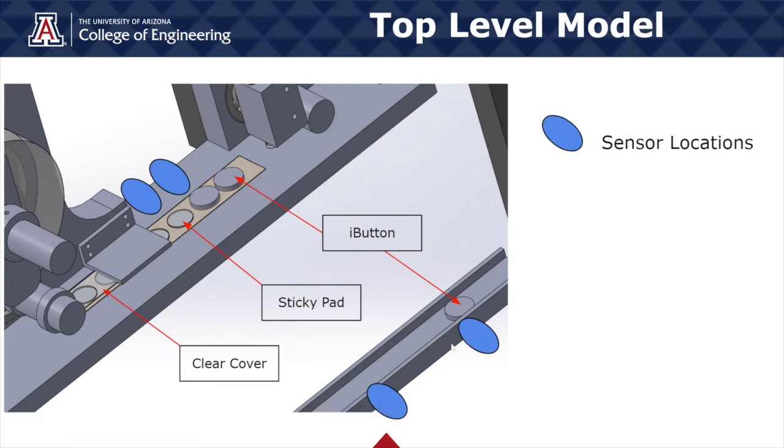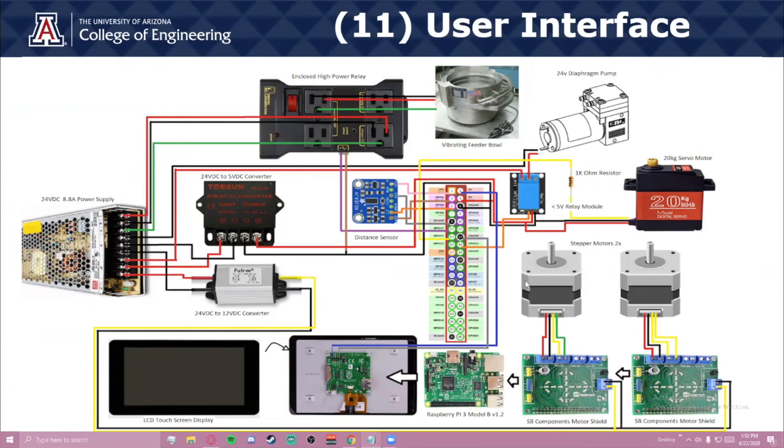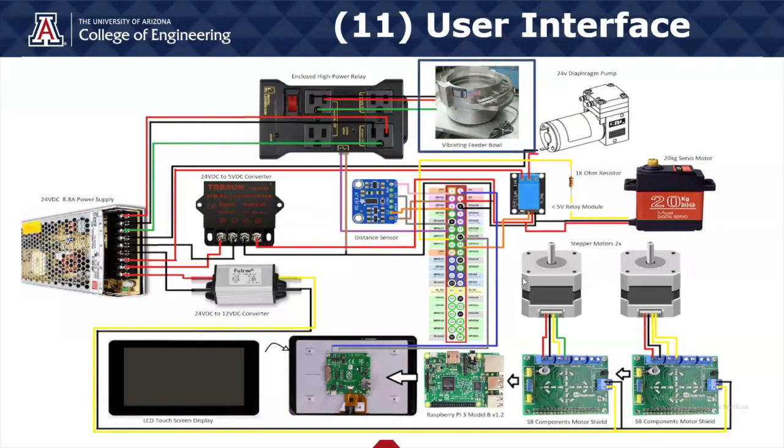Now for the specific description of subsystems, starting with the GUI. Seen here is the full electrical setup for the system. First is the vibrating FeederBowl, which will be represented by a light in the next slide.